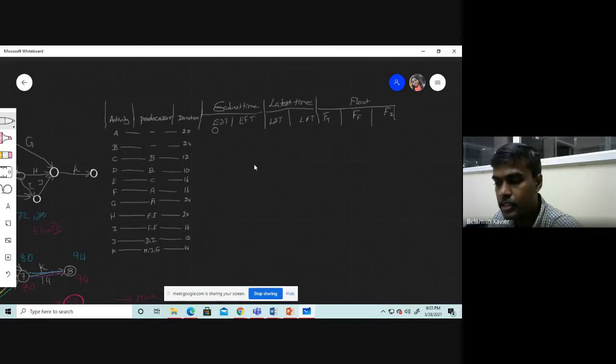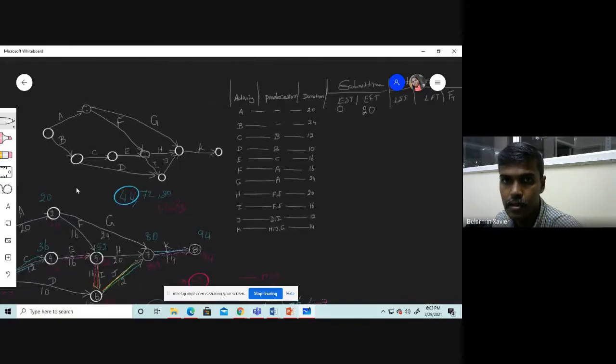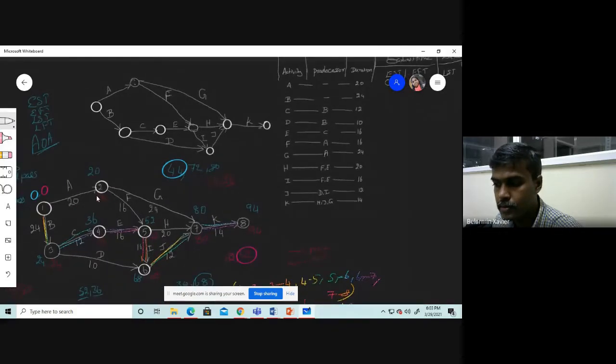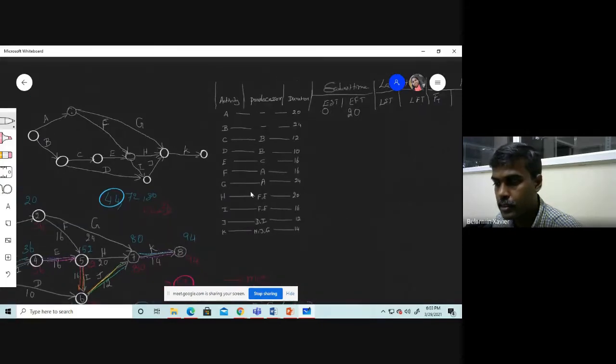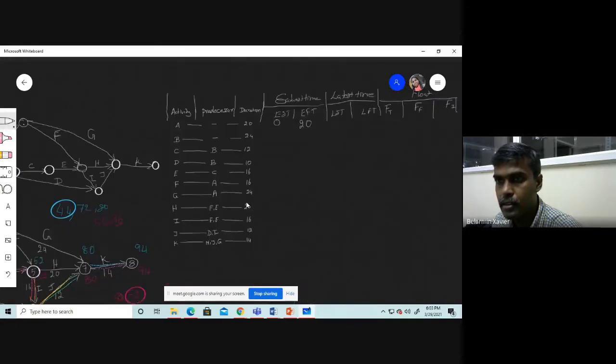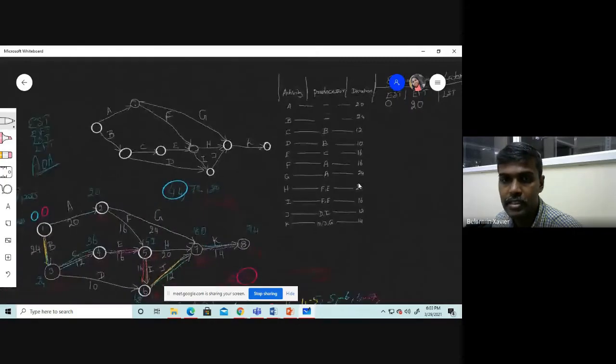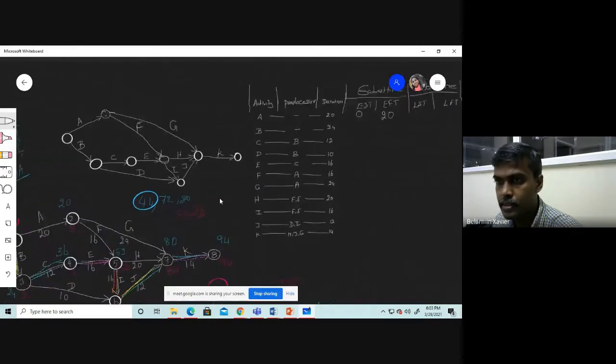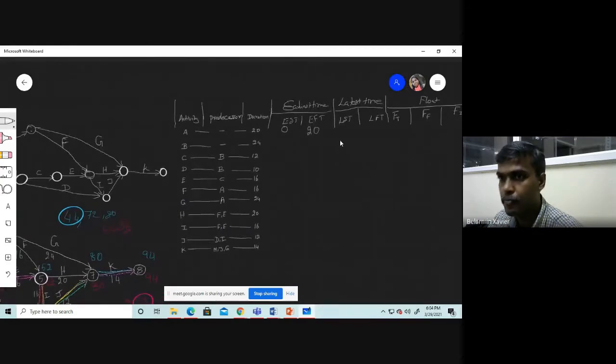Earliest finishing time of activity A is 20. Yes. Next is latest finishing time. Latest finishing time of activity A is 36. So latest starting time is 36 minus 20, that is 16. Clear?